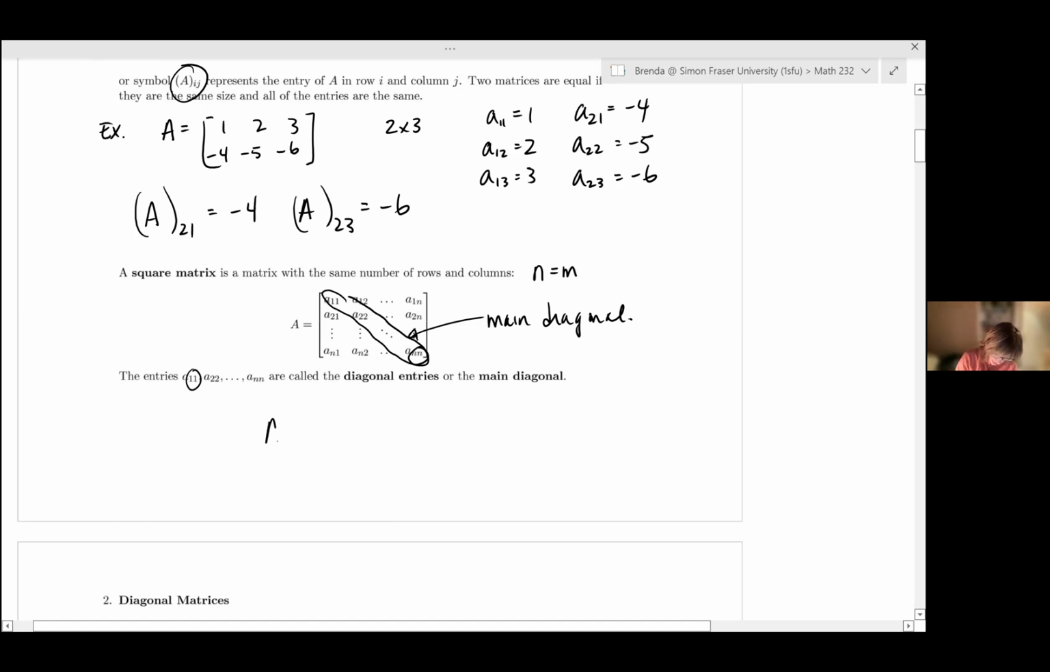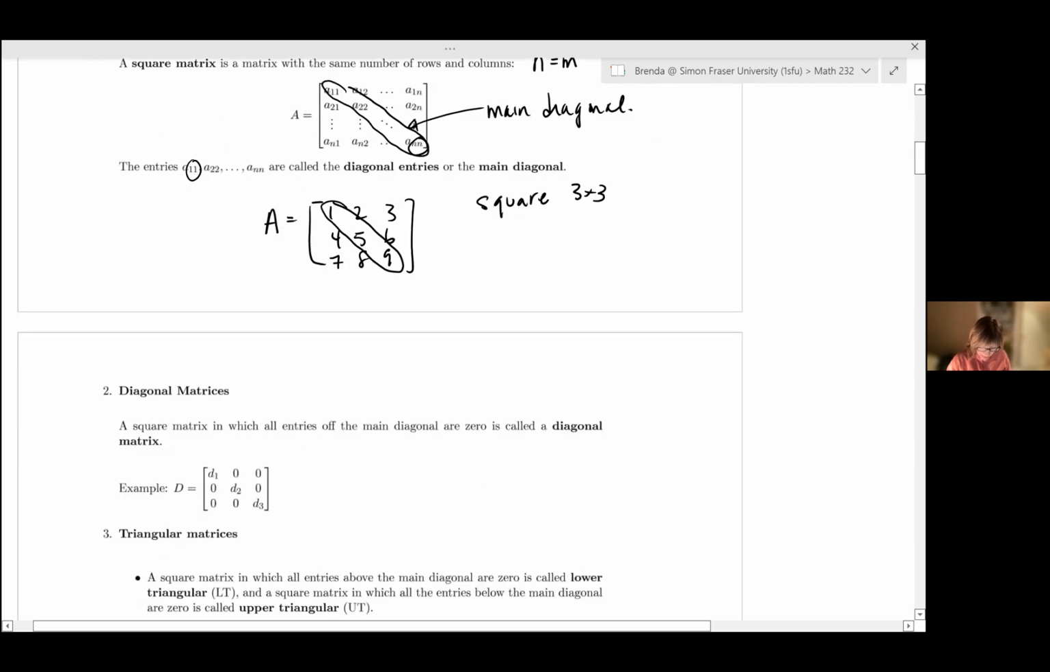So let's just give an example. Here we have some matrix: 1, 2, 3, 4, 5, 6, 7, 8, 9. This is square. It is 3 by 3. And these are the entries on the main diagonal: 1, 5, and 9.